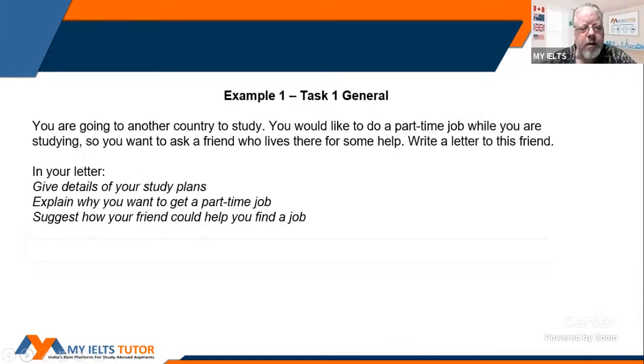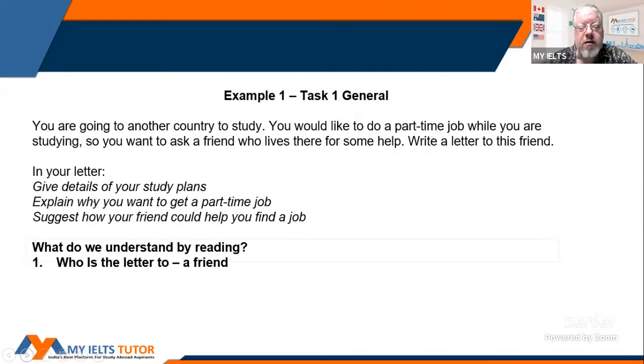So now this is our first example. It's general task 1, and it's a letter. What do we need to include here? What do we understand by reading this? First of all, who is the letter to? It's a friend. You can see here, write a letter to this friend. You would like a part-time job while you're studying, so you ask a friend who lives there. So we understand that it's to a friend.